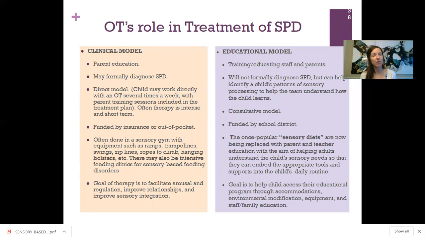In an educational model, it's very different. The OT is really working on training and educating staff so that the staff can understand how to teach the child, and also, of course, parents. That's always part of it too.